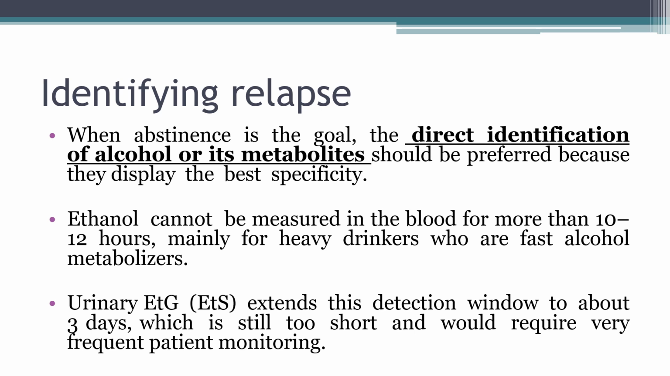So how to identify relapse by means of these tests? The direct alcohol tests are the best to check for relapses, and ethanol cannot be measured in the blood for more than 10 to 12 hours. So this is the limitation for the direct test. Urinary ETG extends the window of the blood alcohol test for up to 3 to 7 or 9 days. So relapse will be identified by the direct test in a better manner.